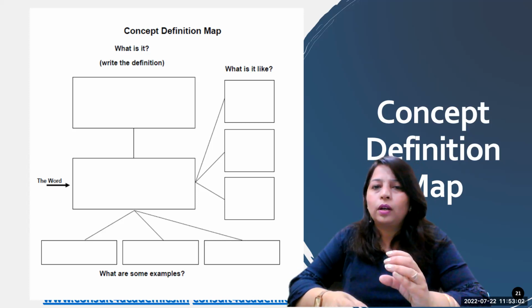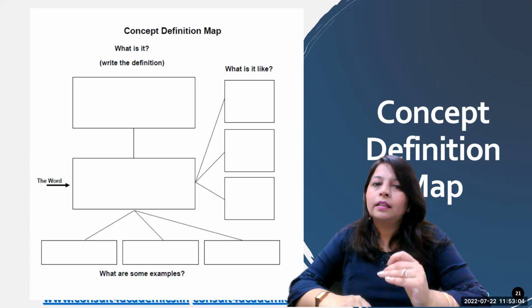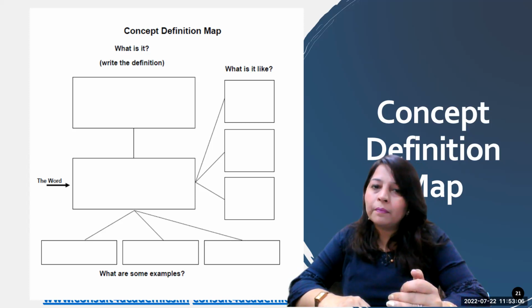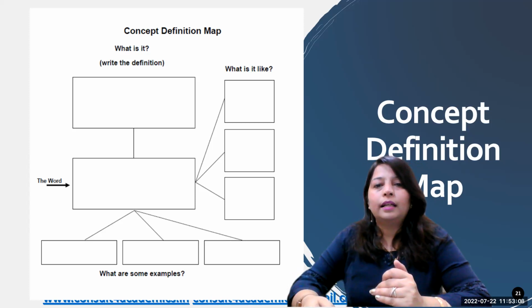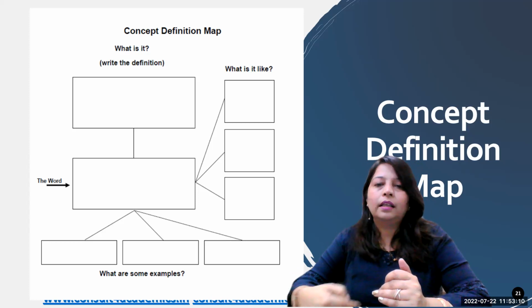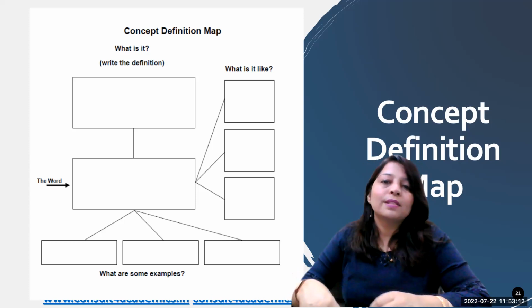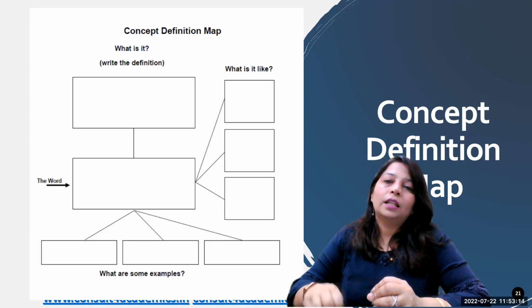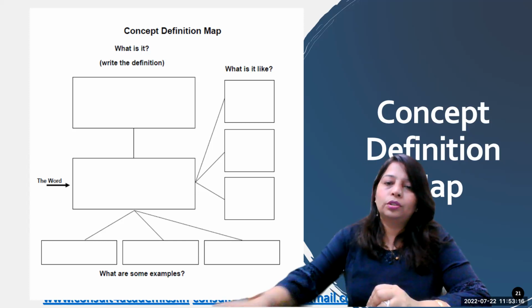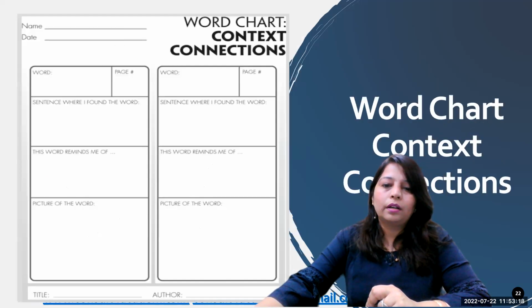So you can also do one thing. You can give the students one particular word, and then they will write the definition or meaning. Then they will be able to write different synonyms for that. They will give you some example sentences as well, where that word is used. So you can tweak it as per your requirement.